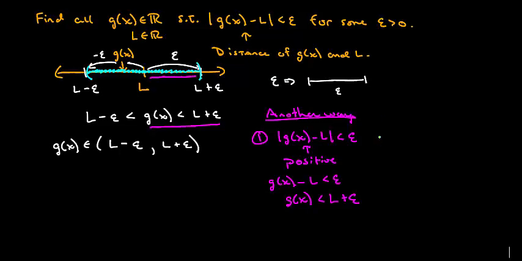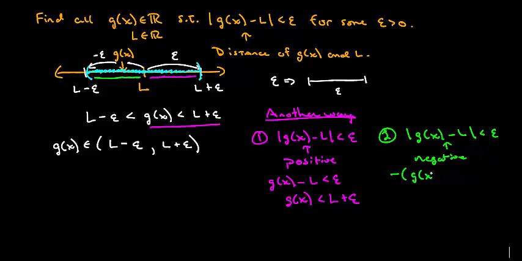So now let's look at the other side. We still have the absolute value of g of x minus L less than epsilon. However, in this case, what if it's not positive? What if it's negative? For it to be negative, g of x would have to fall over here on this side. Again, certainly possible, because we're looking at distance, so it can fall to the left or the right of L. Now, if it falls to the left of L, and this is negative, then to get rid of the absolute values, we have to put a negative out front.